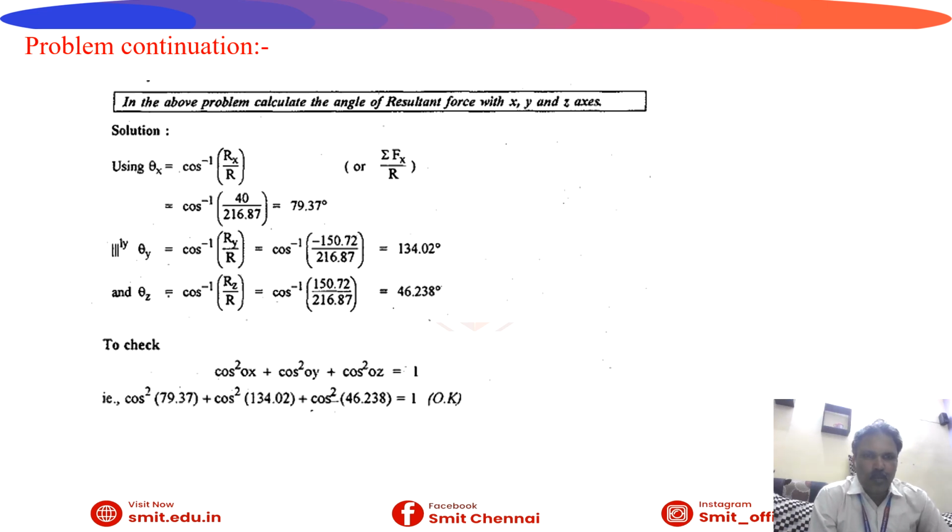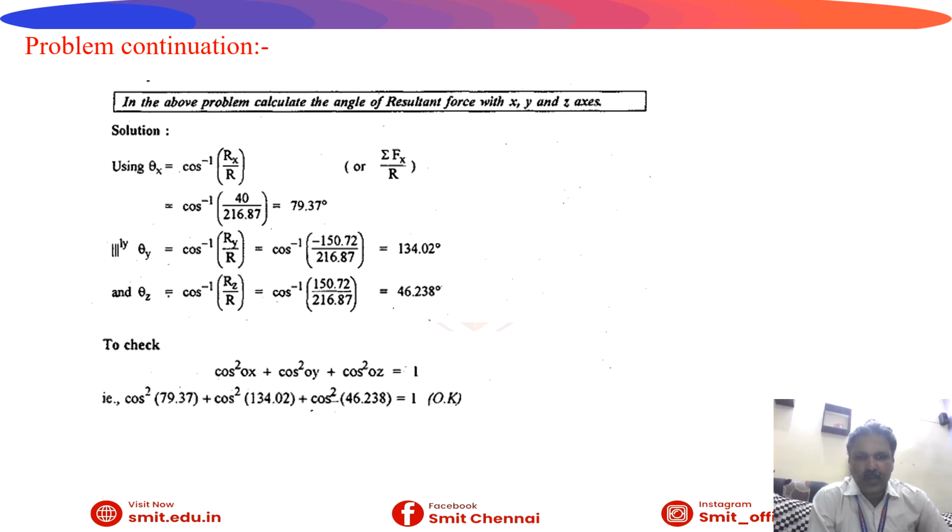Again, in the above problem, calculate the angle of the resultant force. How are we going to find the angle? That is nothing but the x component in the resultant divided by the magnitude of the resultant. Just divide it and you will get the angle. Cos inverse. The same thing, cos inverse of ry by r, you will get 134.02 degree.